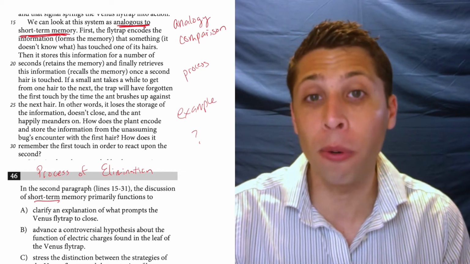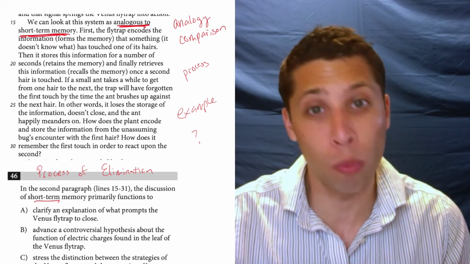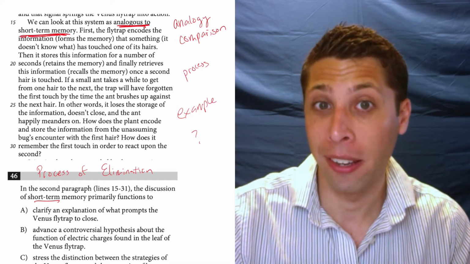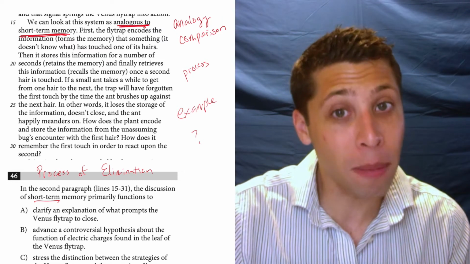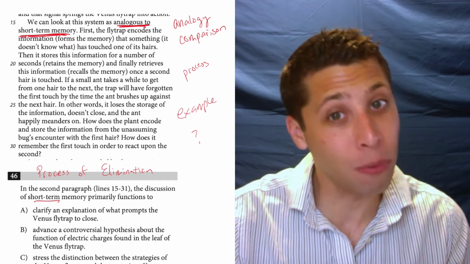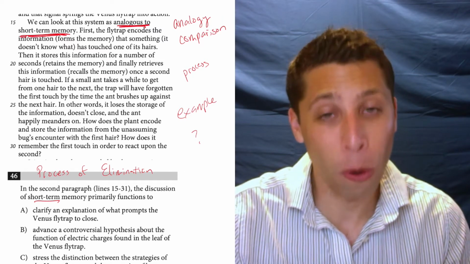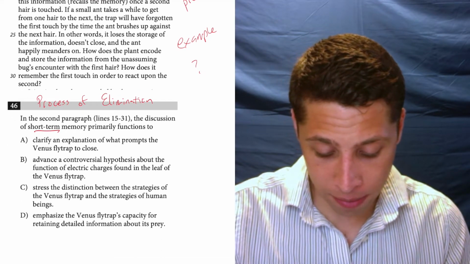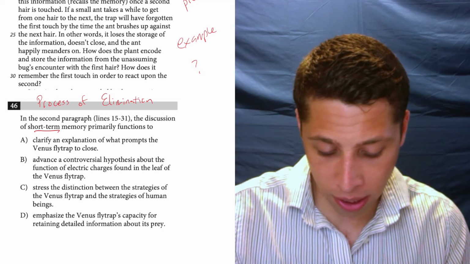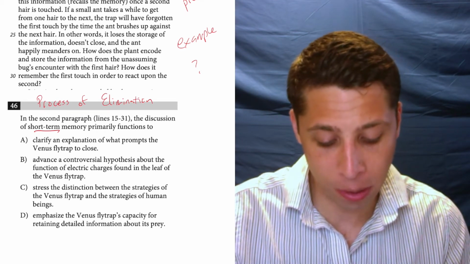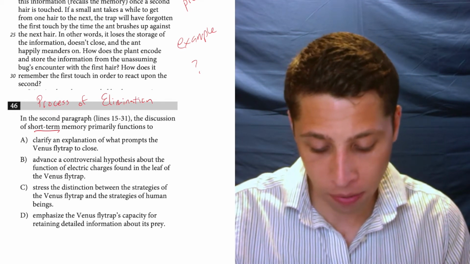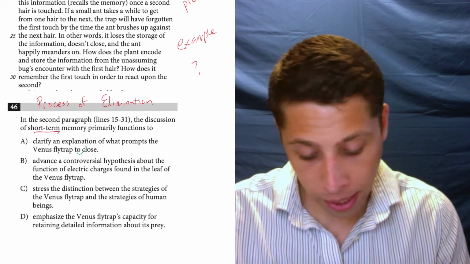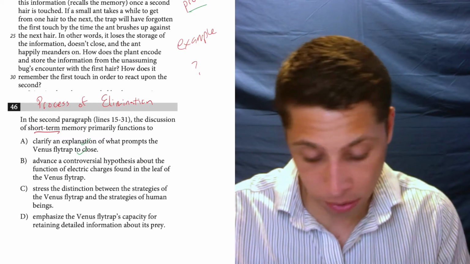We are looking for reasons that choices are wrong. We might have a choice that just feels super right. But even if we do, we need to make sure that all of it is right, because if one word is wrong, the whole choice is wrong. So let's look at choice A. The purpose of this discussion is to clarify an explanation of what prompts the Venus flytrap to close. Well, they're definitely talking about it closing, and I guess they were explaining something. There was a process, right?